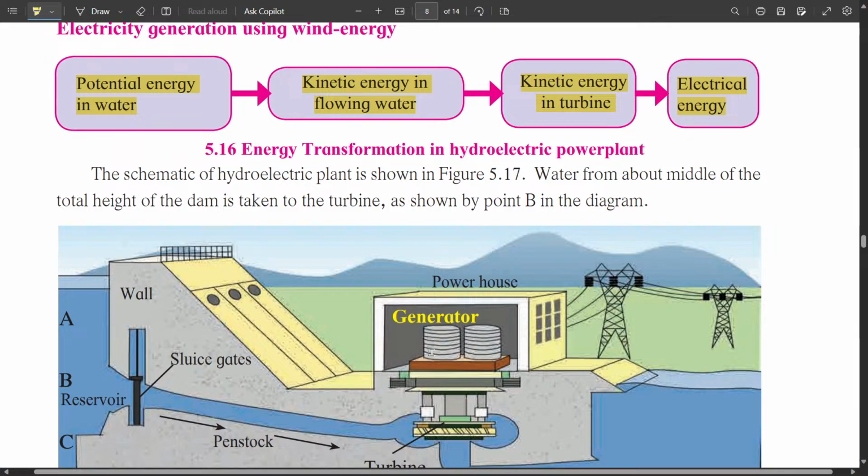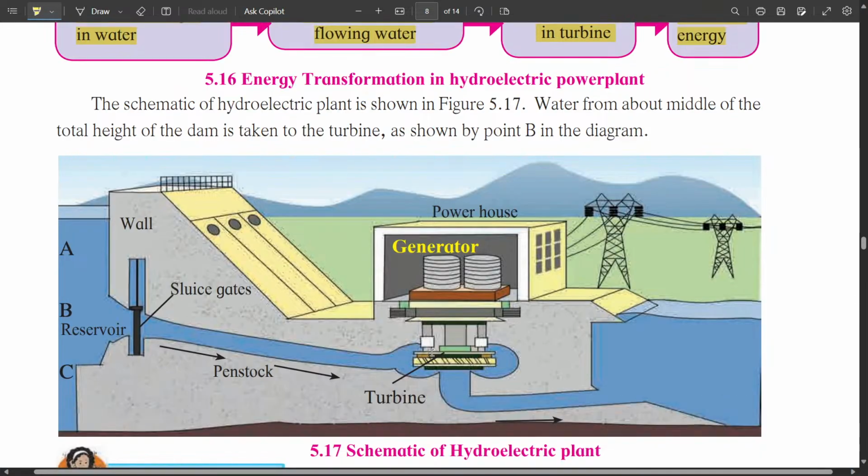Water from the middle of the total height of the dam is taken to the turbine as shown in point B in the diagram. So from here water flows. So what is significant about point A, B and C? If the gates are at point A, then you will get maximum kinetic energy. But once the water level goes down A, then the electricity production is stopped.